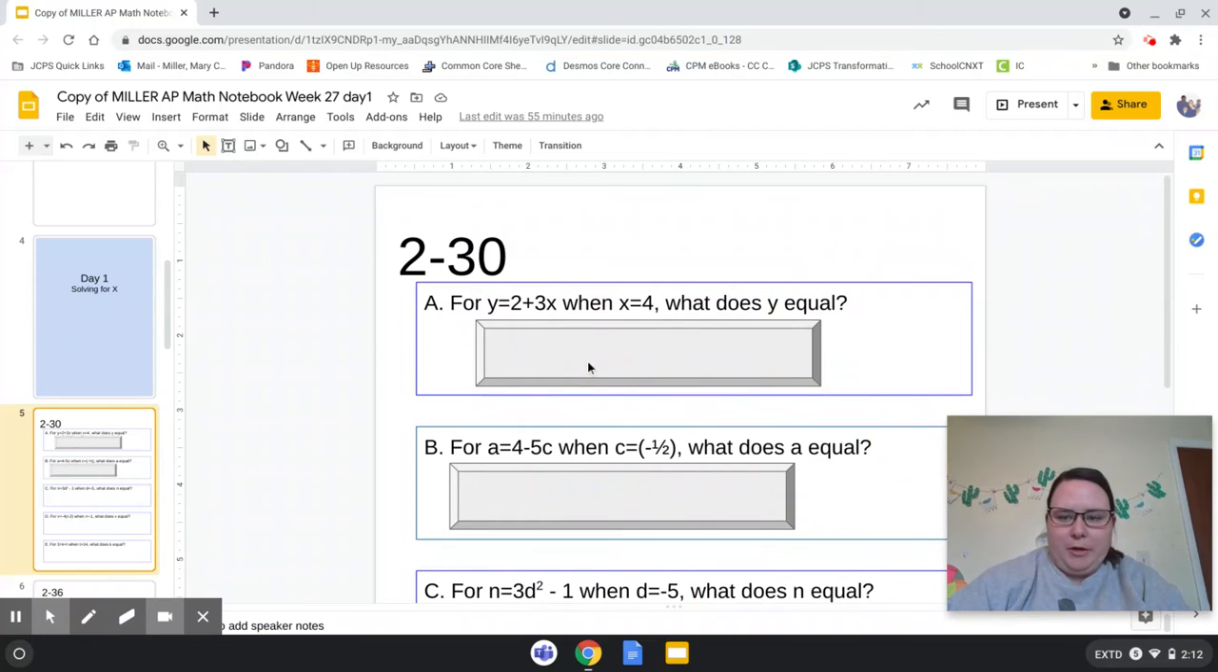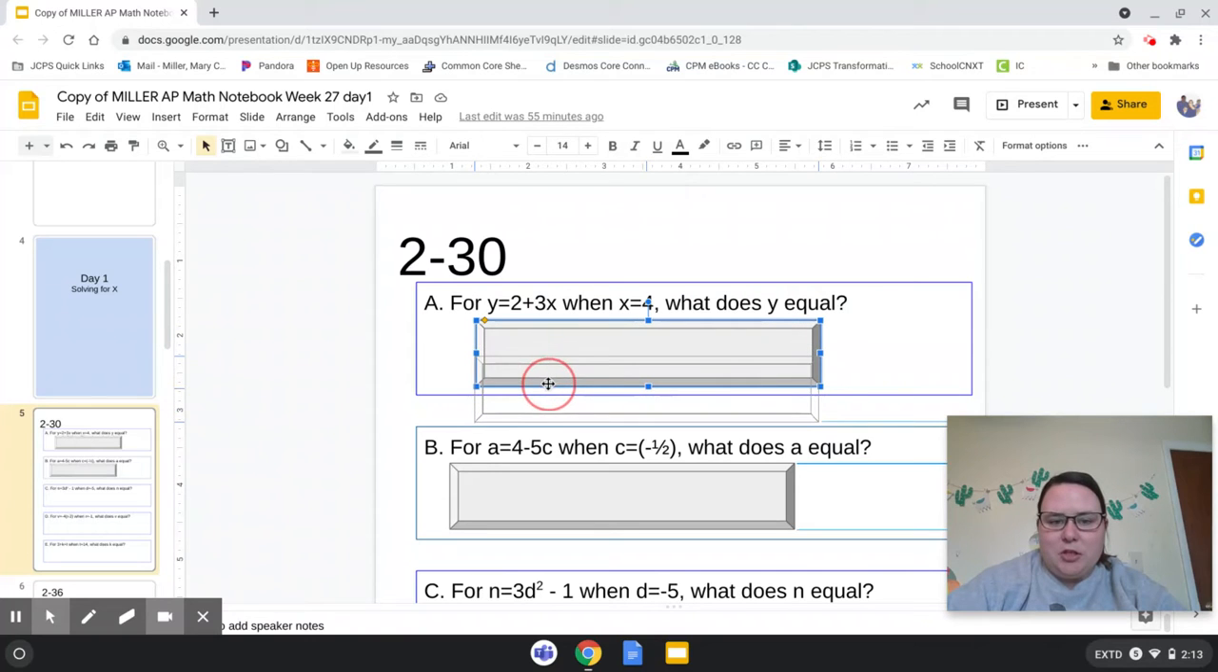So the first problem that we're going to go through together is problem 2-30. And so this is kind of having to do with some substitution. So we practice this a lot with our check steps. And so again, now that we're getting into two variable algebra, we're using that plugging in and substituting to find out what the other variable is. So this is just some quick practice on this. There's another problem just like this on your homework. So make sure that you're paying close attention, and then you will have to finish the other 3 problems on this page. So for y equals 2 plus 3x, when x equals 4, what does y equal?